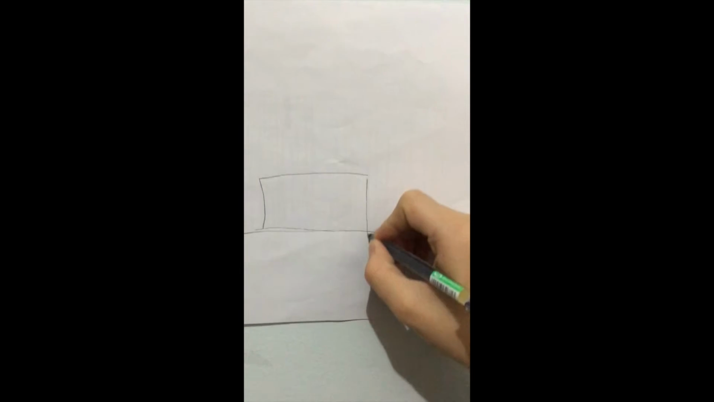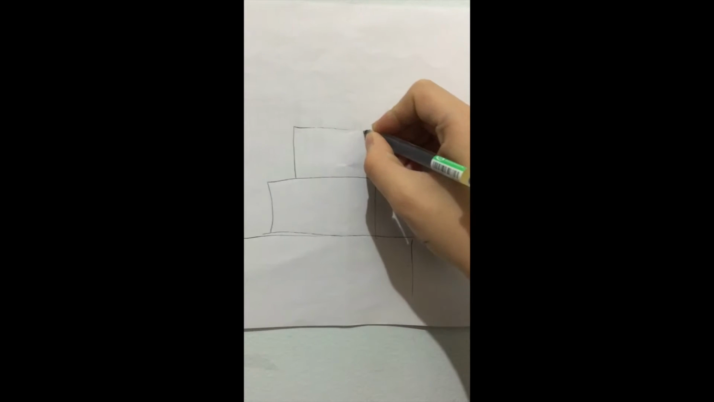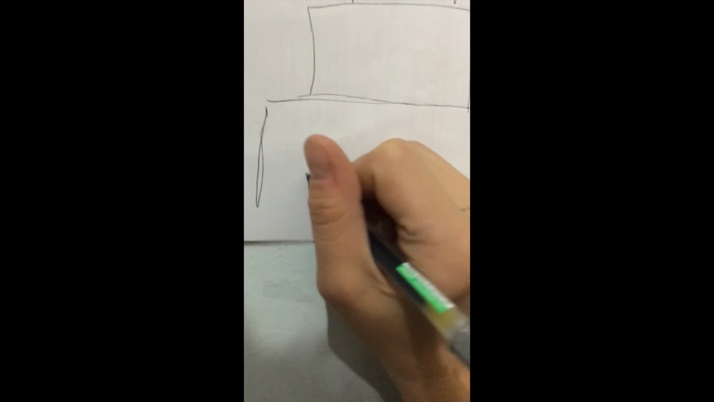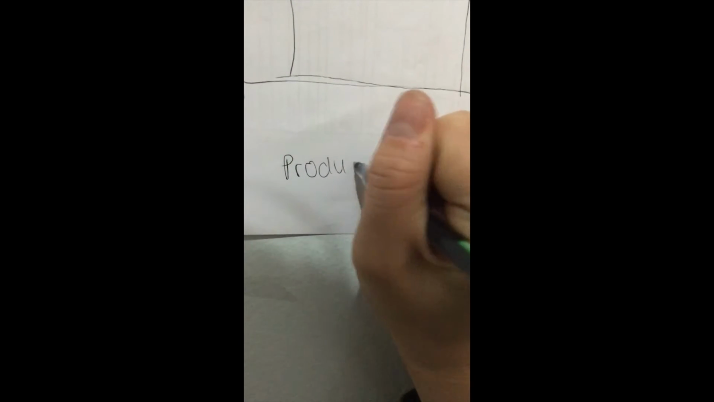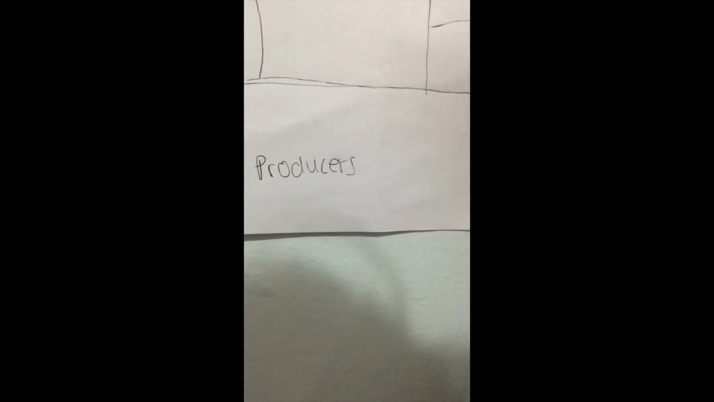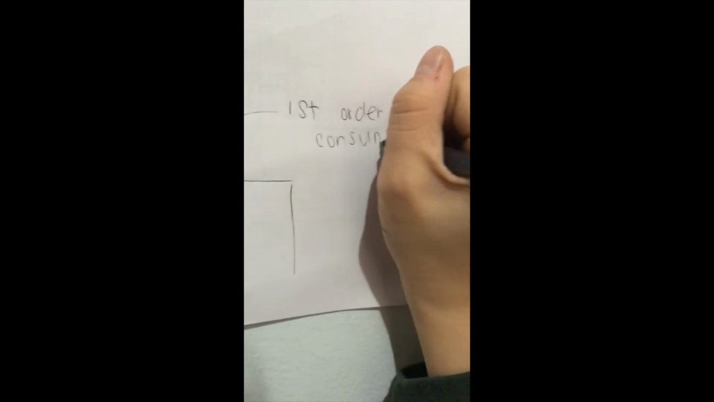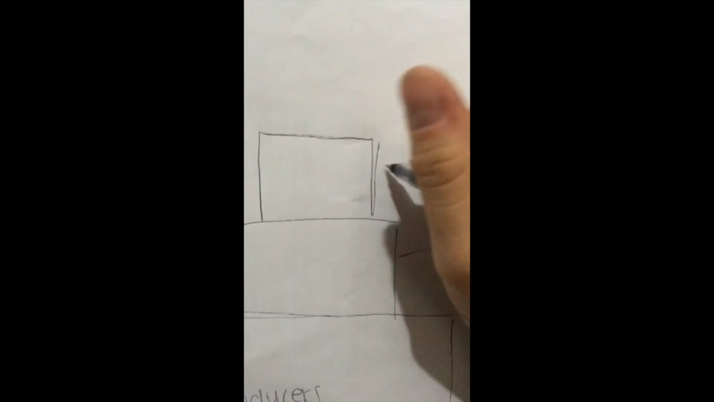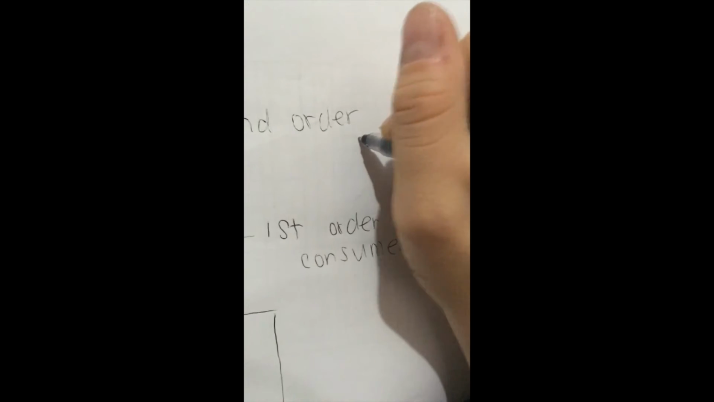To continue, I'm going to briefly explain the energy transfer through a really simple energy pyramid. At the bottom of the pyramid, there are the producers, which is then followed by the first order consumers. And at the very top, there are the second order consumers. The higher the pyramid gets, the more order of consumers there are.